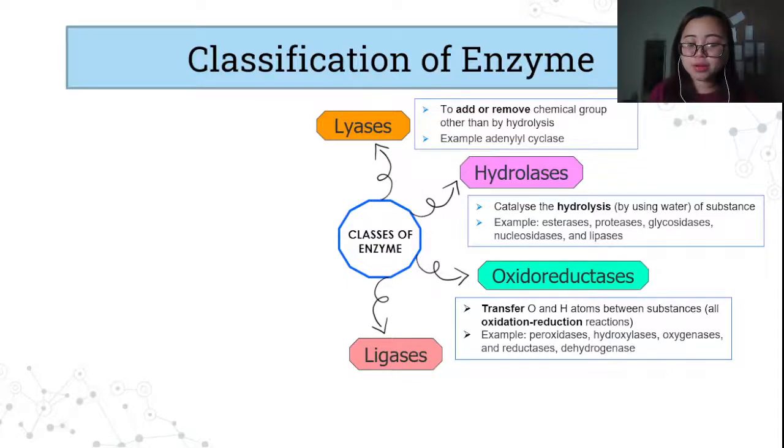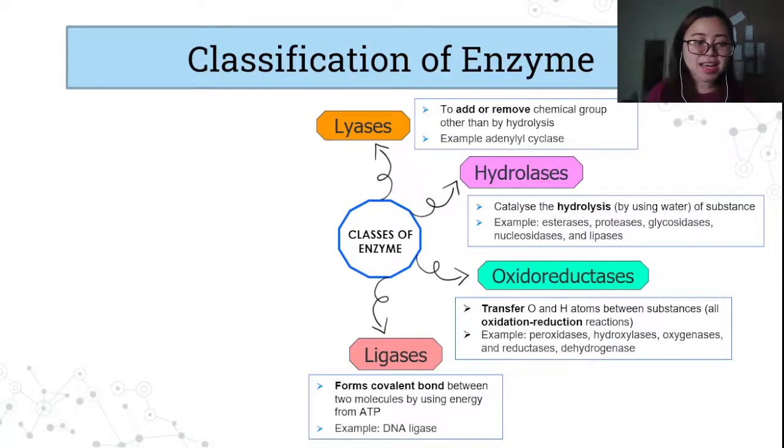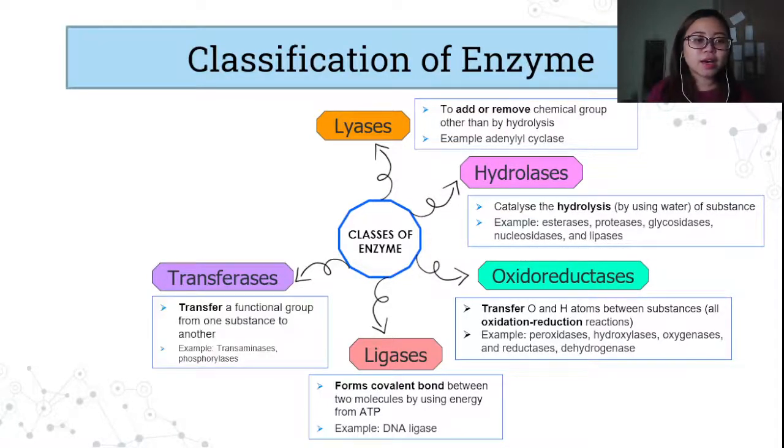The fourth class that we'll look at in this slide is ligases. Ligase, as you remember from DNA ligase, their function is to join things together. So they will form covalent bond between two molecules by using energy from ATP. The fifth class is transferases. As you could probably guess from the name, transferase will transfer a functional group from one substance to another. So examples of transferases are transaminases and phosphorylases.